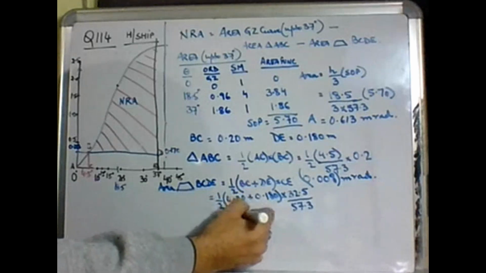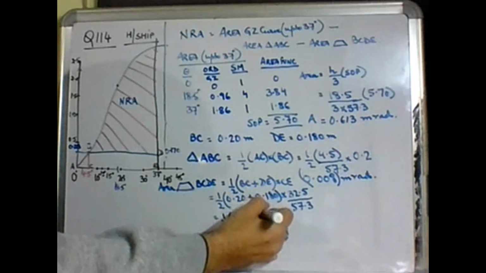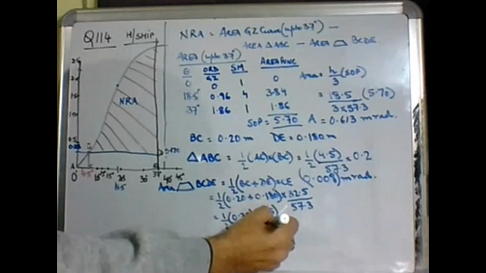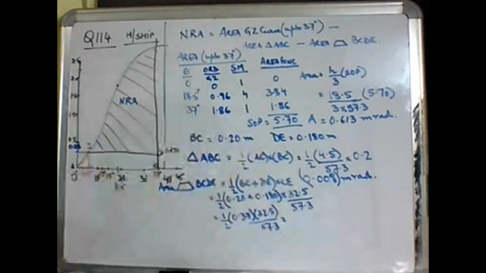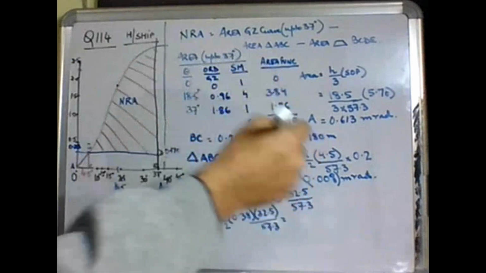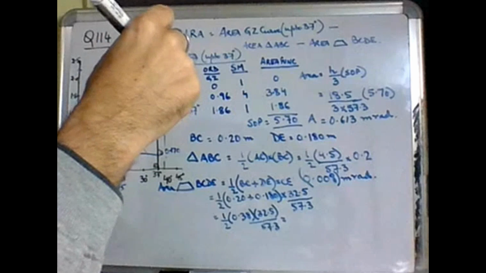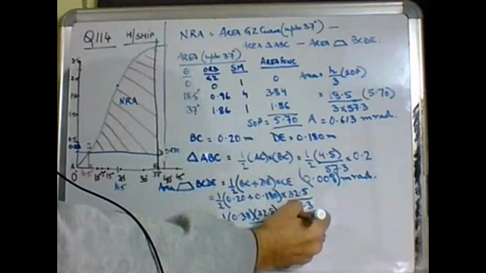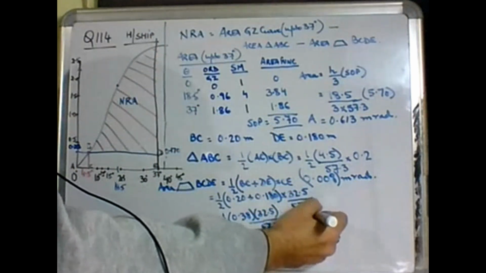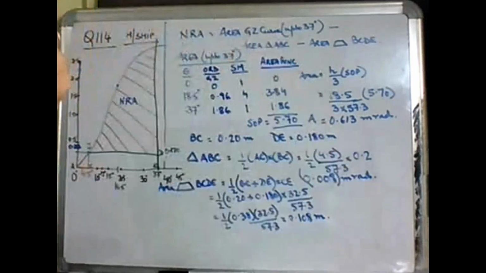Half into 0.38 into 32.5 upon 57.3. Zero point 0.178. 0.178. 107, no sir, mine is 108. 108. 0.08. Is this okay with everyone?